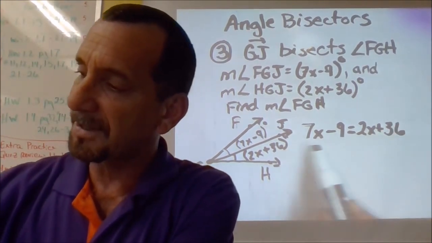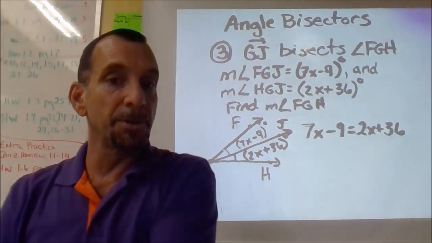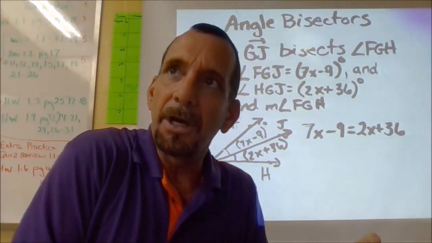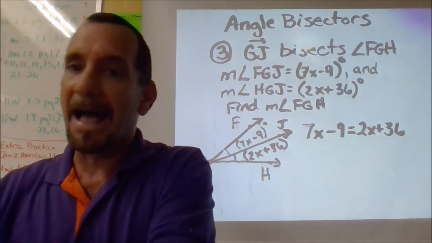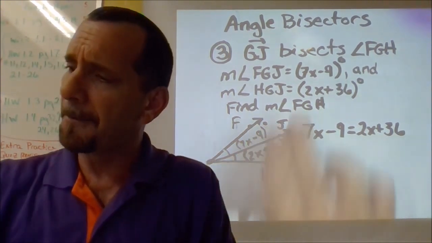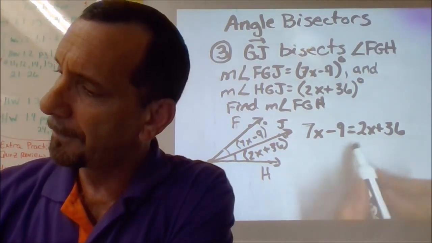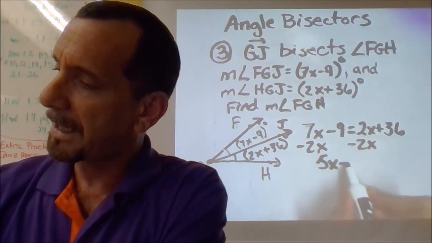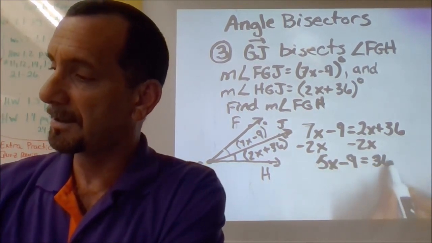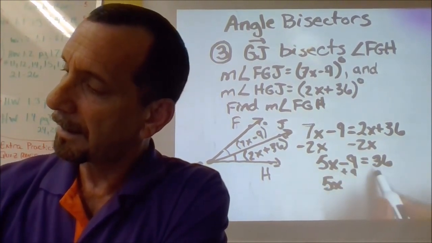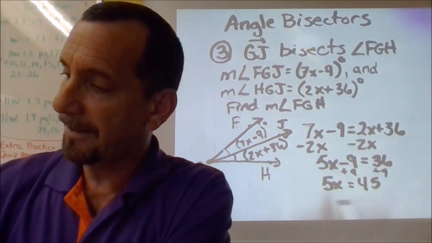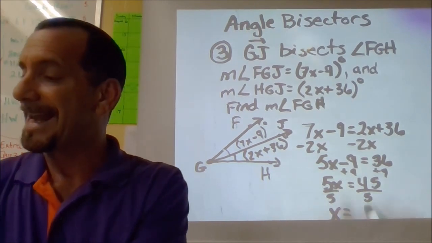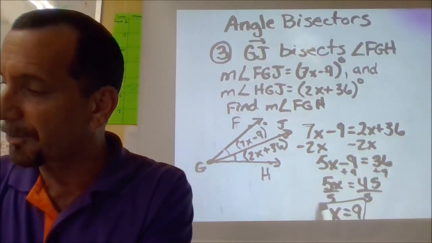If you made the mistake of just adding those, then you didn't know really what they added up to. We can set them equal right off the bat. Don't try to add them unless they add up to 180 or they're supplementary or they add up in an angle addition postulate. But right now, they're just equal. Okay, so here we go. Minus 2x. 5x minus 9 equals 36. 5x equals 45, and x equals 9. I did that fast because you guys are algebra experts.